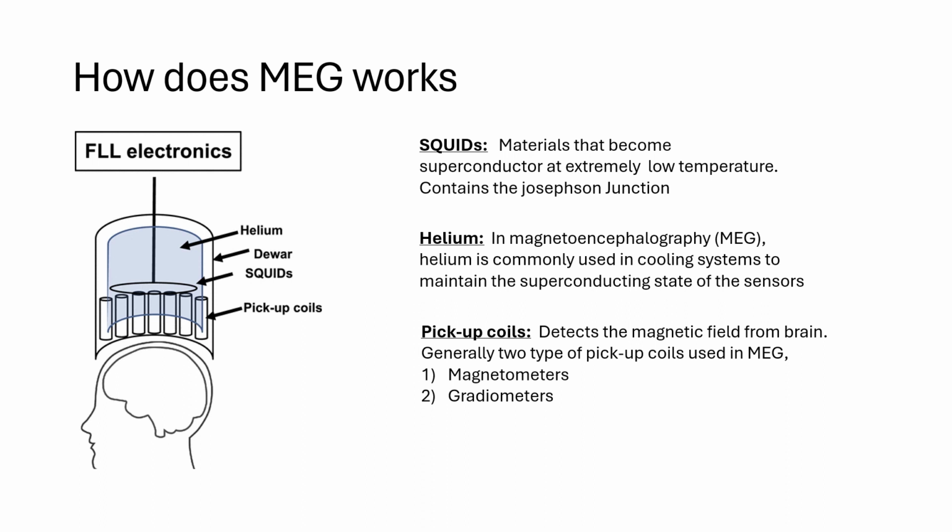And the pickup coils are linked with the SQUID input coil and are kept in the superconducting state by liquid helium. The SQUID then produces a small voltage current that can be detected through this FLL electronics. FLL electronics is basically the flux locked loop. The electrical output can then be transferred into a digital signal through the optical cables, and this output is usually displayed on the computer systems.